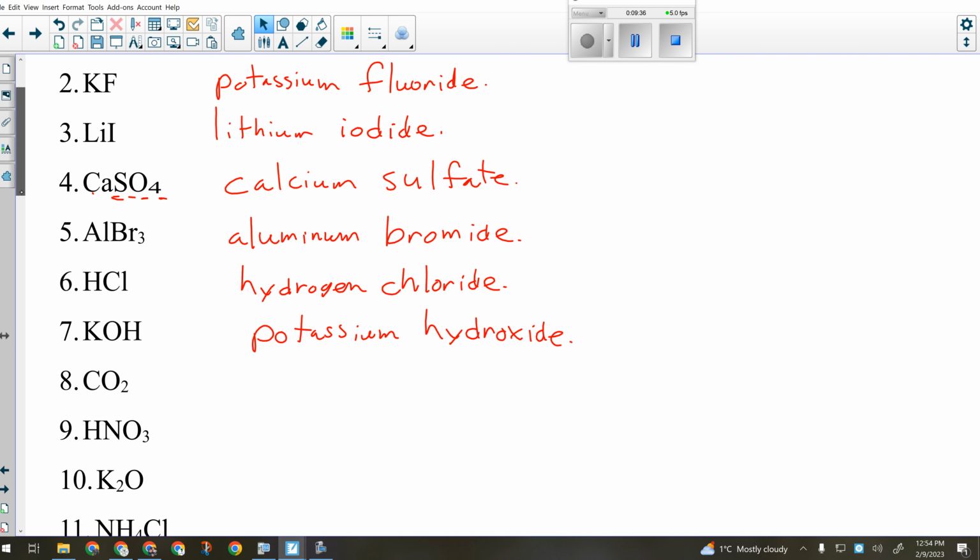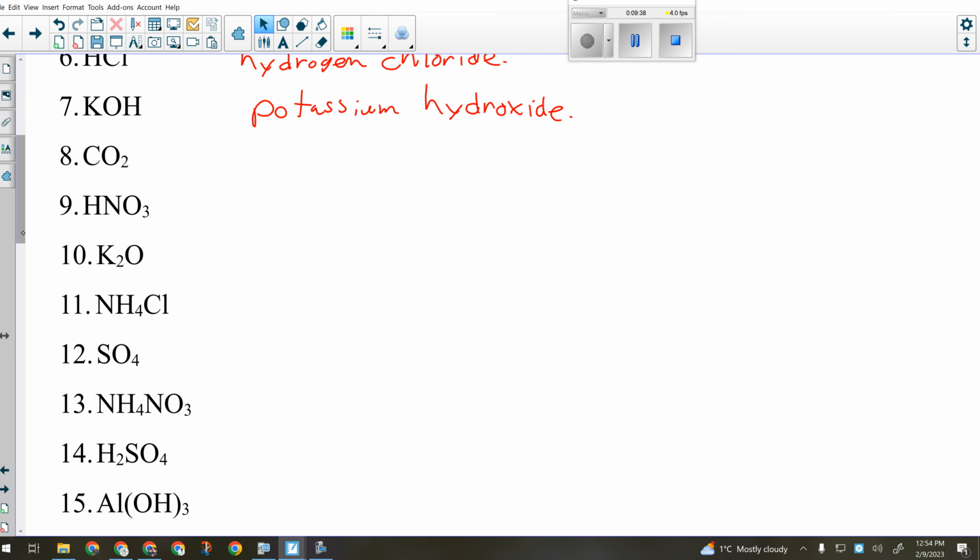Okay, then we got carbon dioxide is the next one. Okay, that's one where we probably just knew what its name was just because we recognized it, but it's a molecular compound because they're both non-metals. Okay, number 9, ionic or molecular? It's ionic. Hydrogen's listed first, acting as a metal, and it has a polyatomic ion, which is always an indication of an ionic compound. So this would be hydrogen nitrate.